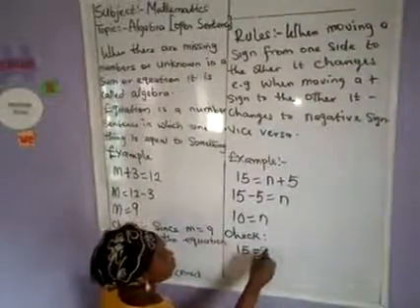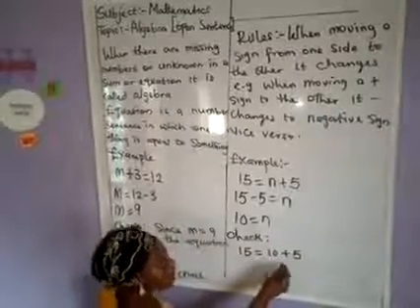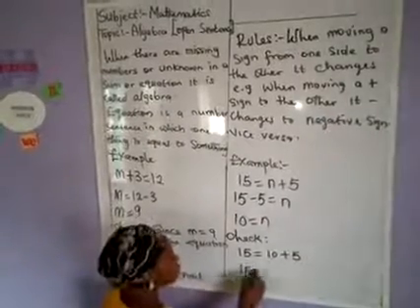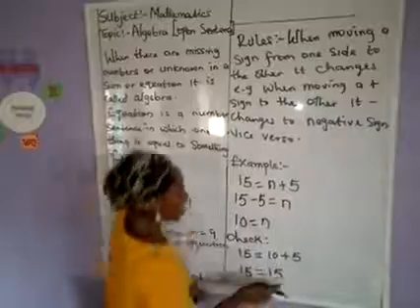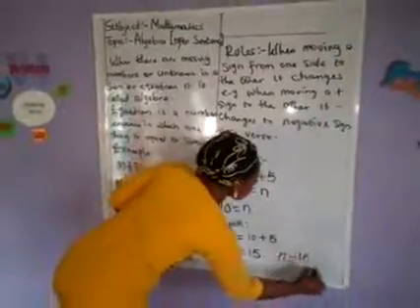15 equals 10 plus 5. So when you add your 10 plus 5, it gives you 15. You can see, that means our n equals 10. Correct.